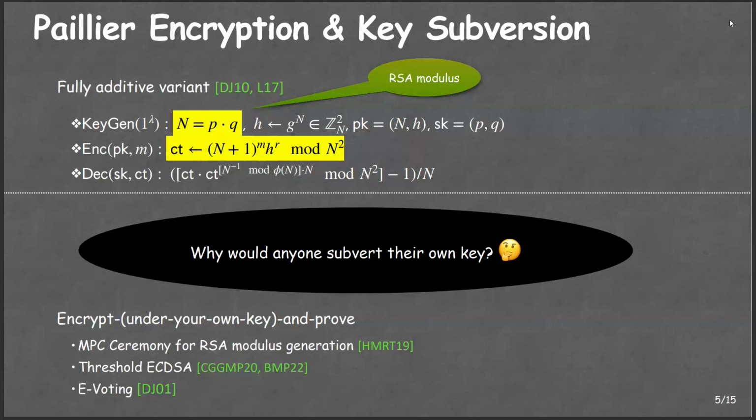So there is this encrypt-under-your-own-key-and-prove paradigm, in which I'm encrypting a message under my own public key, and then I'm proving in zero knowledge a property about the underlying message of the ciphertext. So by subverting my own public key, I am hoping that I can cheat later in the zero-knowledge proof. And this encrypt-under-your-own-key-and-prove scenario appears in ceremonies for RSA modulus generation, in threshold ECDSA, and in e-voting, at the very least, the ones that I know.